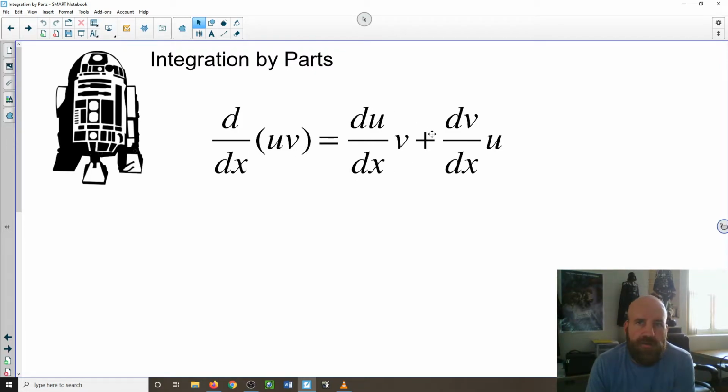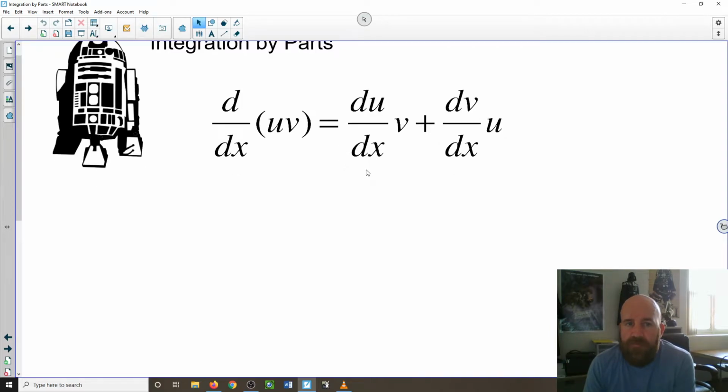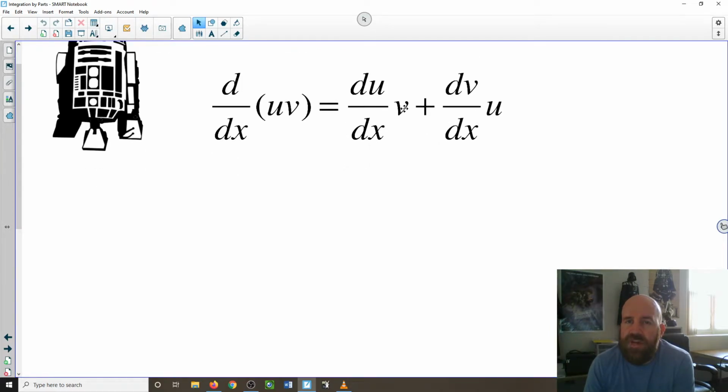we would use the product rule. So derivative of the first times the second function plus derivative of the second function times the first. So we know that. So let's take a look at where the integration by parts comes from by kind of solving this and changing a couple things. Not really solving it, but we're just reordering things and looking at it a bit differently. So we're going to go backwards.